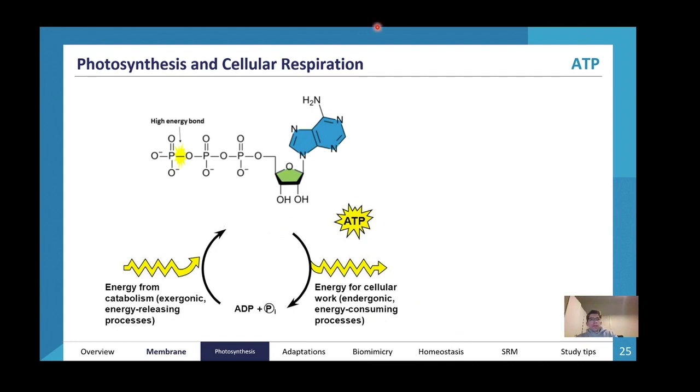Now, let's cover a bit what ATP is before we continue. ATP is essentially adenosine triphosphate. Adenosine triphosphate can be broken down into adenosine diphosphate plus a phosphate molecule, and it's the bond of the last phosphate that can be broken, where the rest can be broken or reattached again.